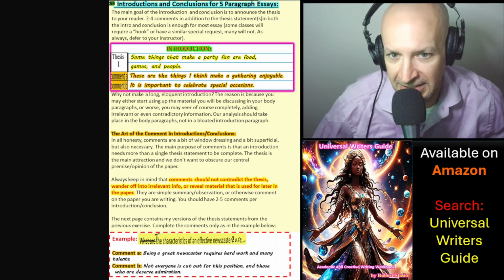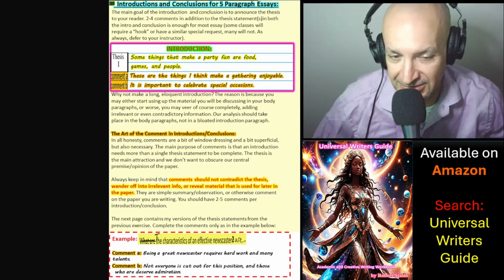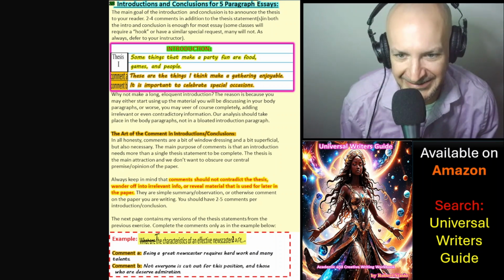So, why am I against long, eloquent introductions? I did cover this a little bit in the last slide. The reason is because you may start using up material in the paper you will be discussing later on in the body paragraphs. You can get carried away in writing, especially at the introductions. If you're starting with the introduction, that's where you're at your highest energy for the assignment, and you want to write, and next thing you know, your intro paragraph is 3/4 of a page long.